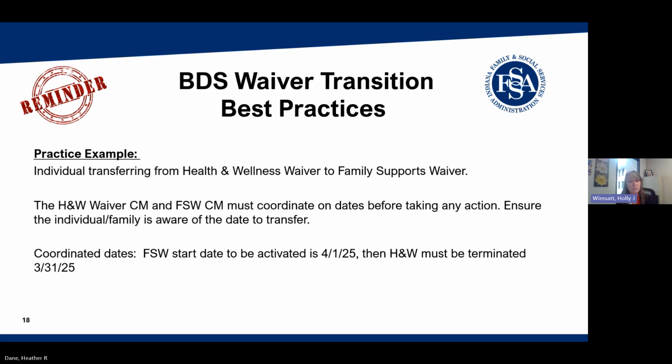The family support waiver would start on April 1. The health and wellness waiver would need to be terminated the day before, on March 31st. This way, there is no gap in service. The person seamlessly or smoothly transitions from the health and wellness to the family support waiver. Our priority in these situations is to ensure, to the best of our ability, no gap for individuals. So case managers need to be communicating to facilitate that transition.